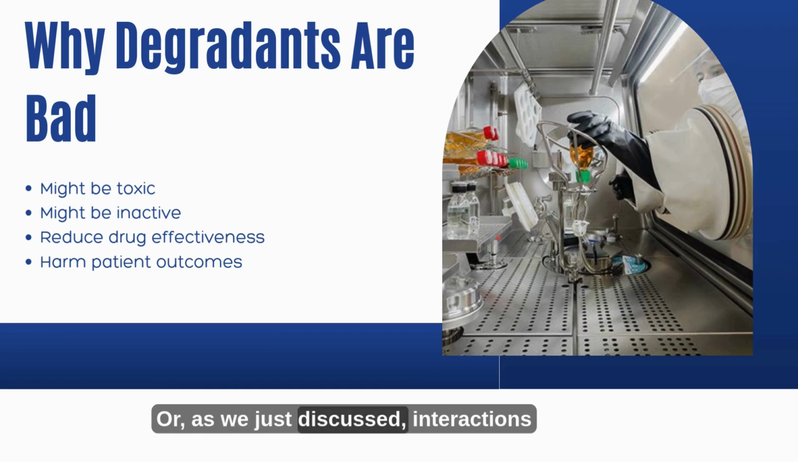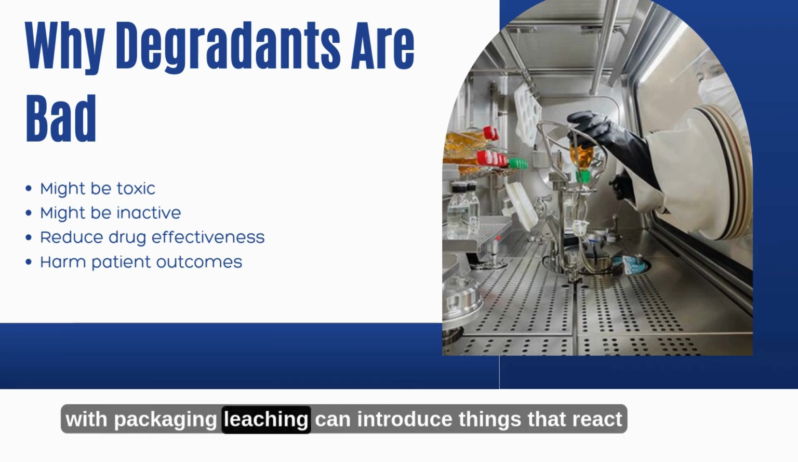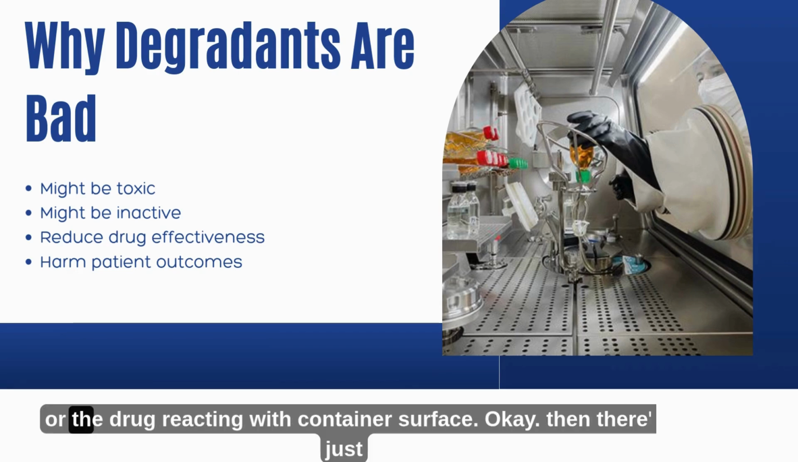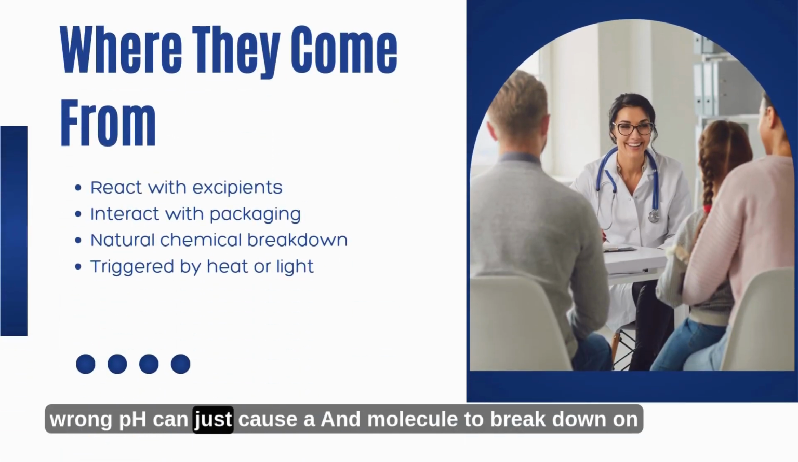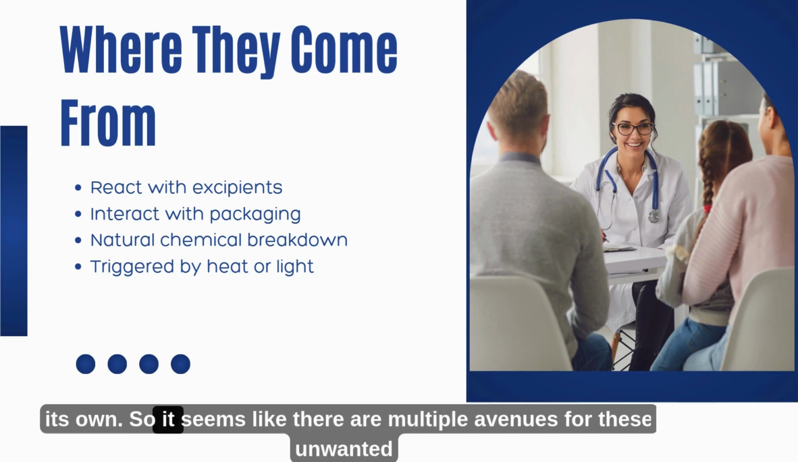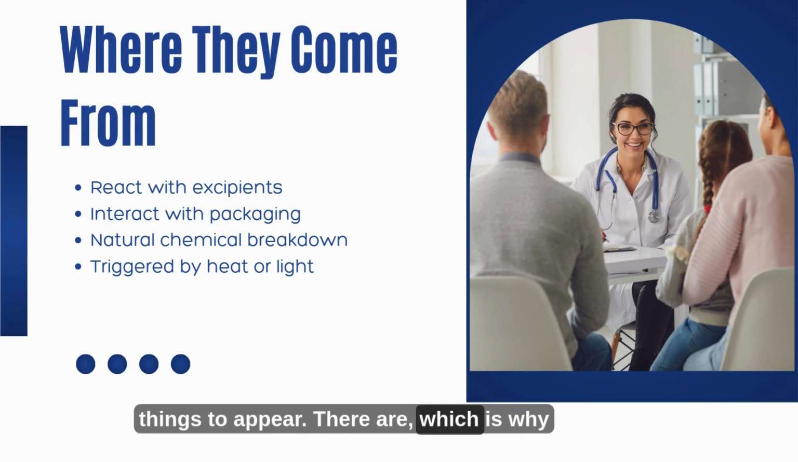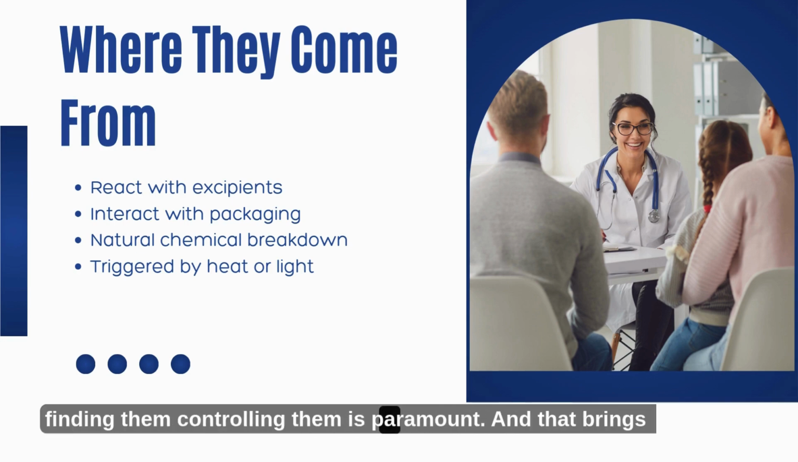Or, as we just discussed, interactions with the packaging. Leaching can introduce things that react, or the drug reacting with the container surface. Okay. And then there's just the inherent chemical instability of the drug molecule itself. Over time, exposure to heat, light, moisture, or the wrong pH can just cause the molecule to break down on its own. So it seems like there are multiple avenues for these unwanted things to appear. There are, which is why finding them and controlling them is paramount.